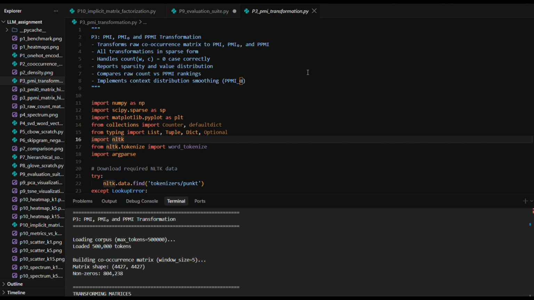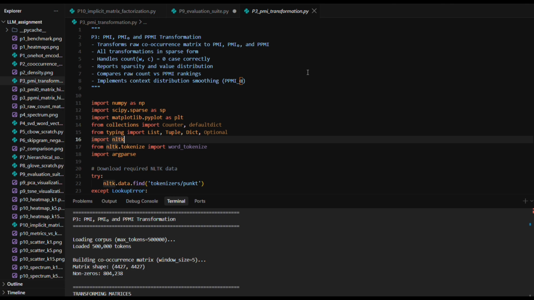Now here comes the question: how does it handle zero counts? What about word pairs that never co-occur? Their count is 0, so PMI would be log of 0, which equals negative infinity. In sparse matrices, we simply don't store these entries. For PPMI, we explicitly include them since max of minus infinity comma 0 equals 0. This is efficient. Most word pairs never co-occur, so our matrix stays sparse. The output shows PPMI reduces density from 4.1% to 3.37% by filtering these negative values.